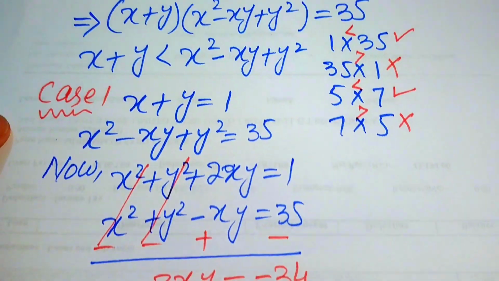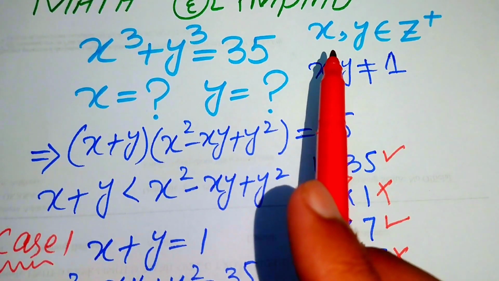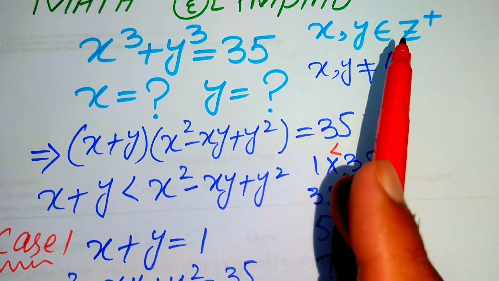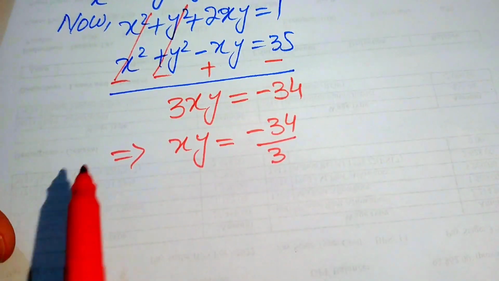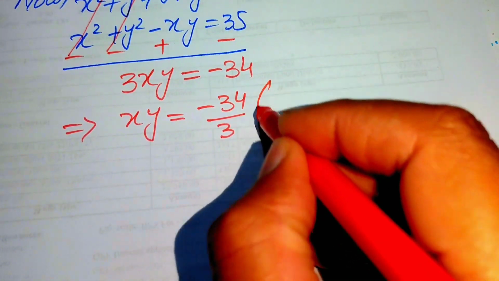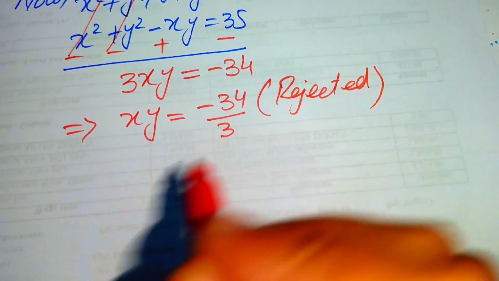So here we have a contradiction, because in the given question statement we have the restriction that x and y belong to positive integers. So you get the product of x and y cannot be negative, so we reject this case, and we can proceed to case number 2.